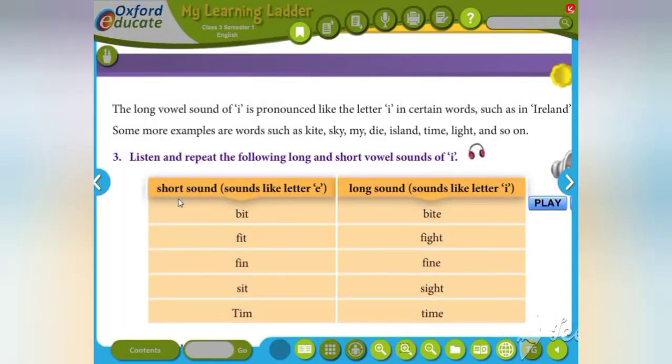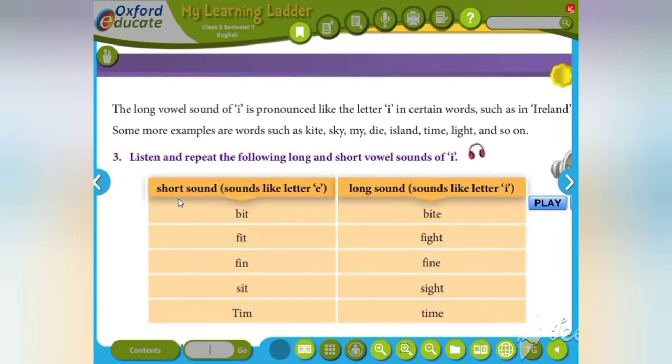So the long vowel sound of I is pronounced like the letter I. If you are pronouncing the letter I with the sound I, then it is a long vowel sound. So here, not Ireland, it is Ireland. We are pronouncing it as I, so it is a long vowel sound.